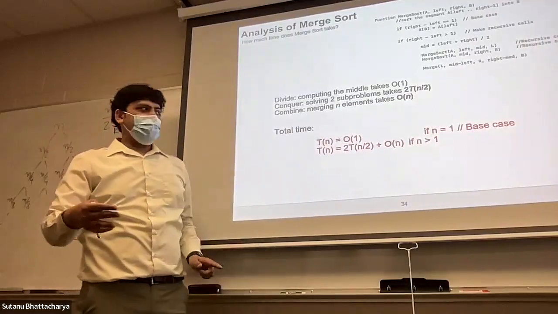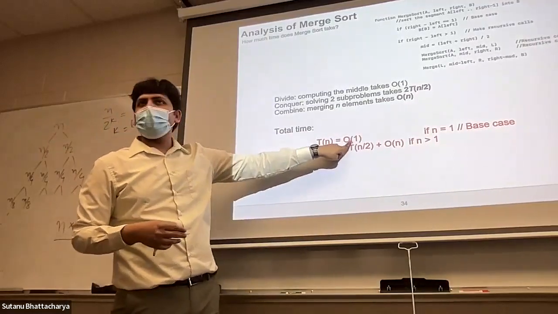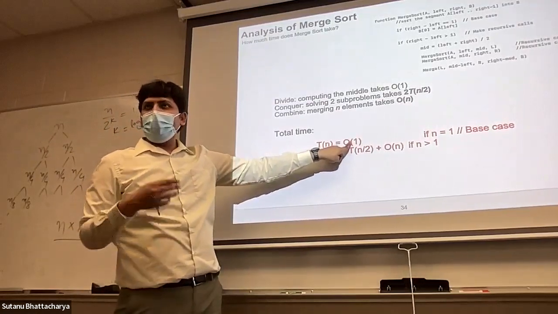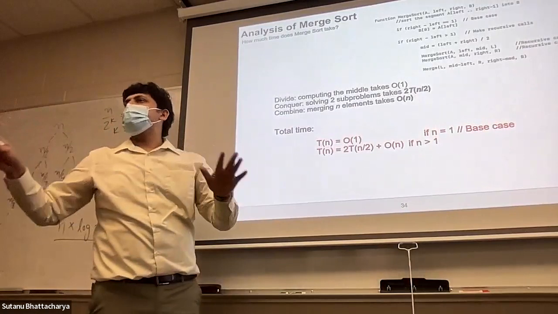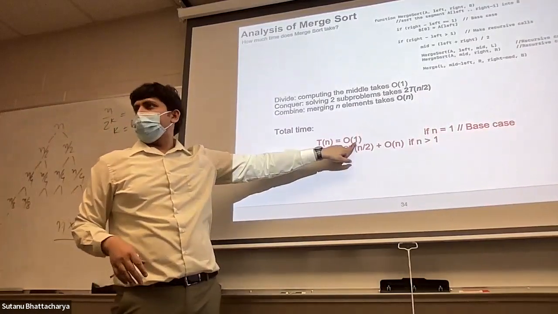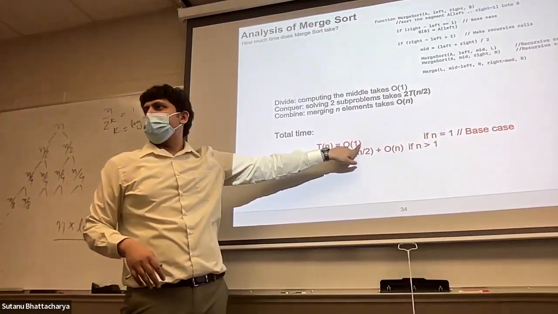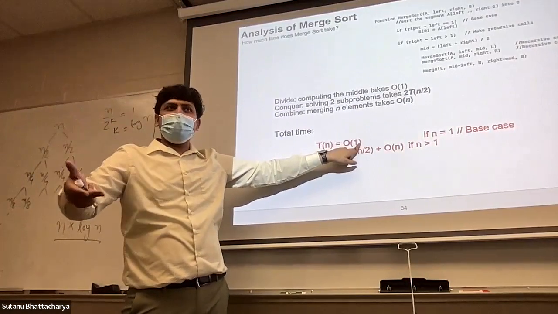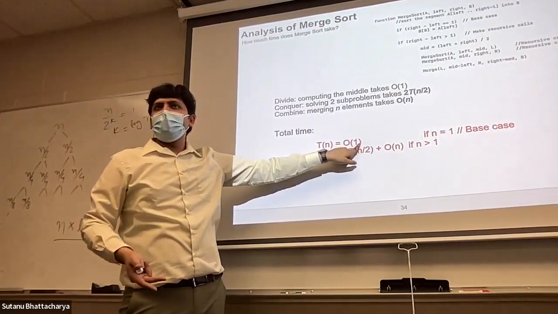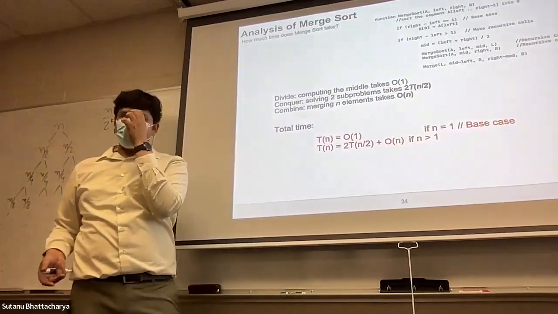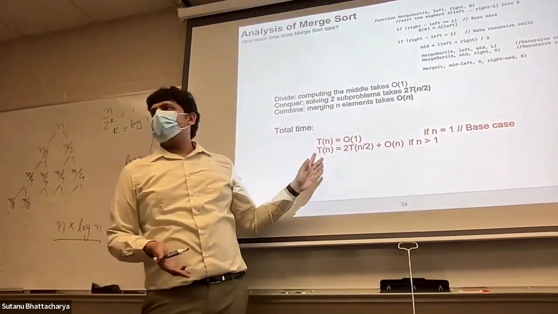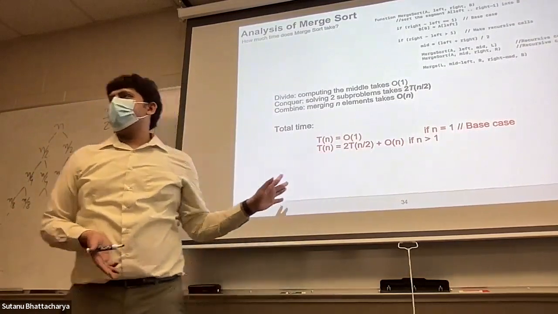Now up to when will you divide? This is the base case of the recurrence relation. If your array is of size 1, you don't need to divide anything. So it's constant. Order of 1 means constant. That means it is already sorted. You don't need to do anything. So this is the recurrence relation of MergeSort. In your exam, you may expect a question from this recurrence relation.